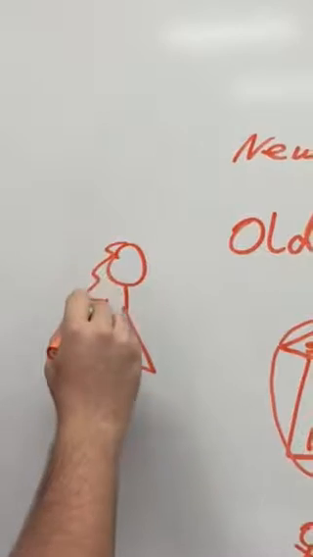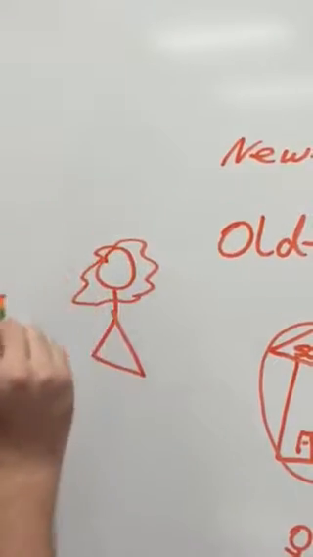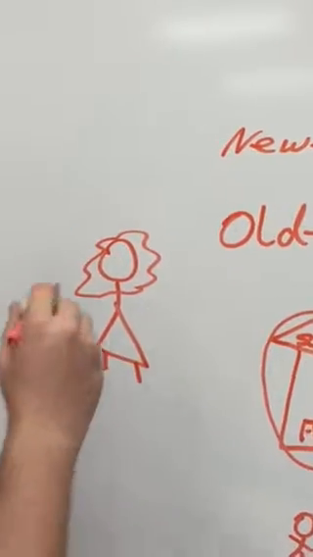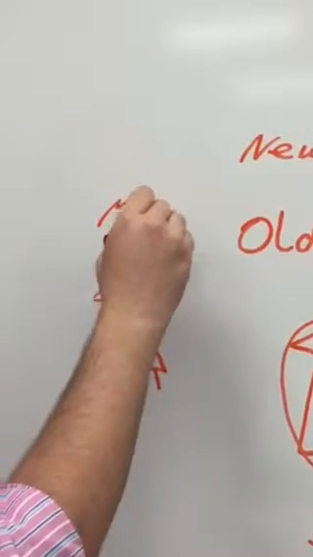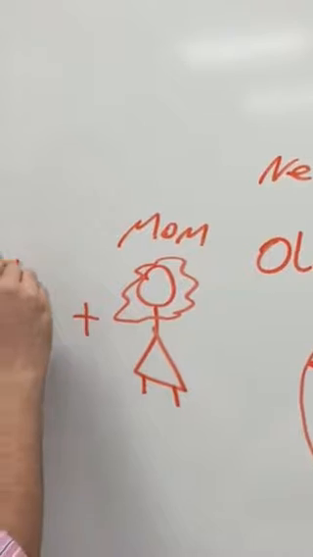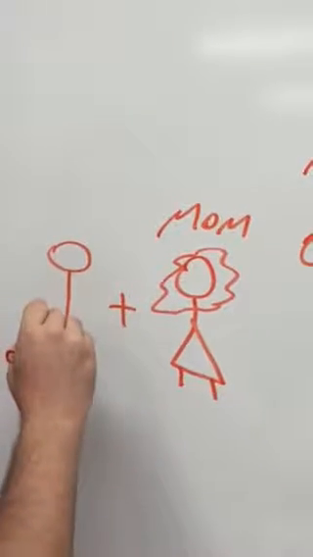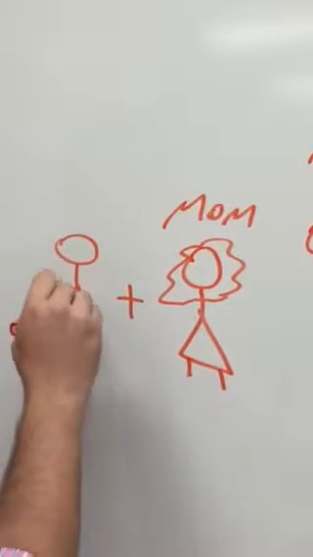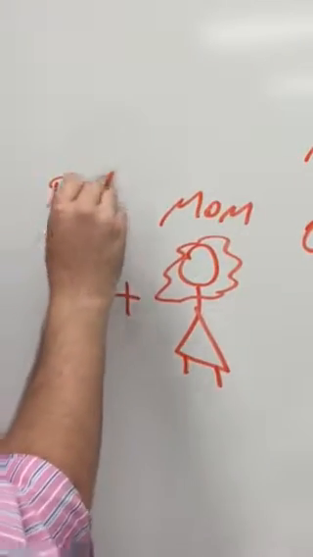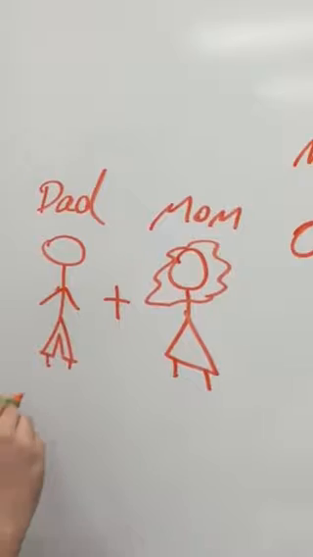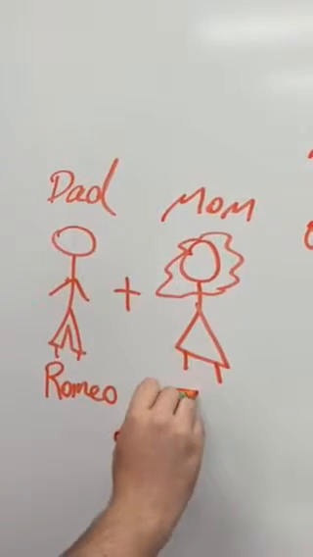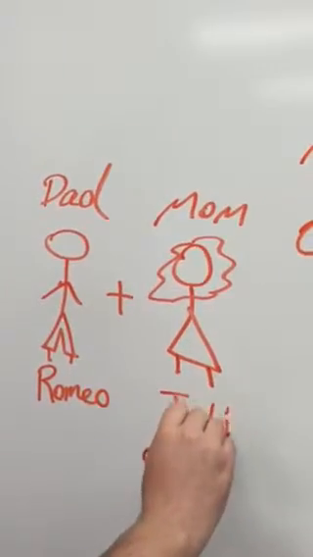Sometimes we don't necessarily remember things because they're similar, but because of something else. This is called association. For example, when we remember mom, oftentimes we will also remember dad because we associate the two together. Likewise, if dad's name is Romeo, we associate that with mom's name of Juliet.